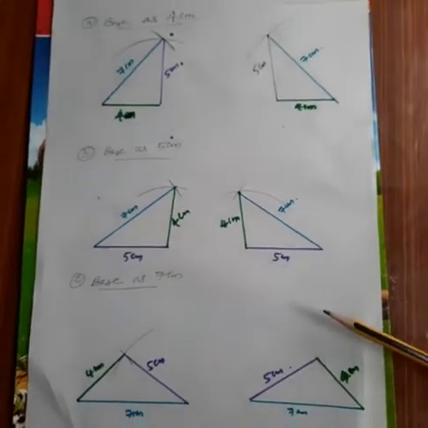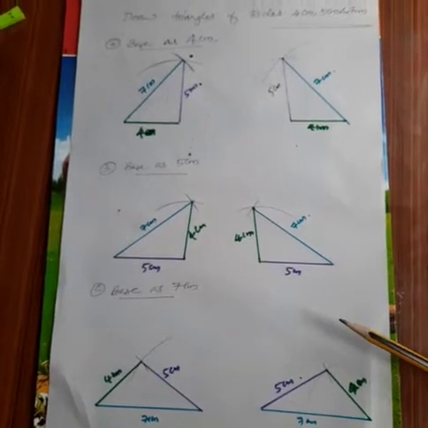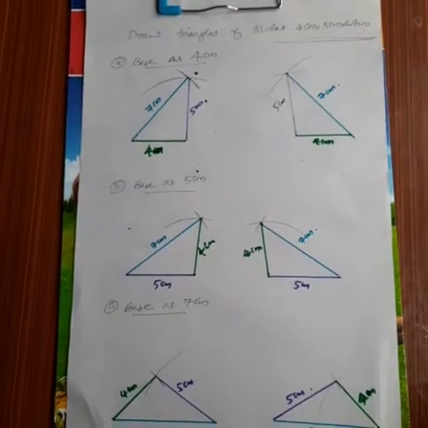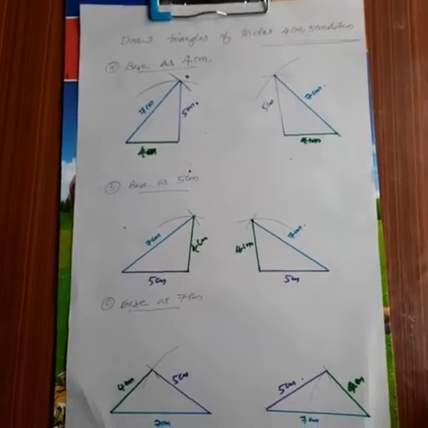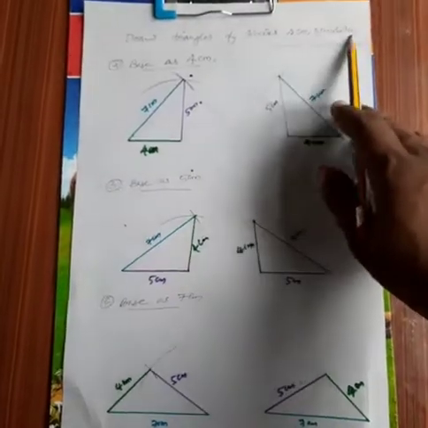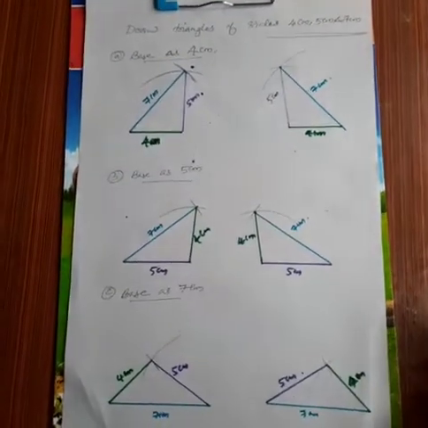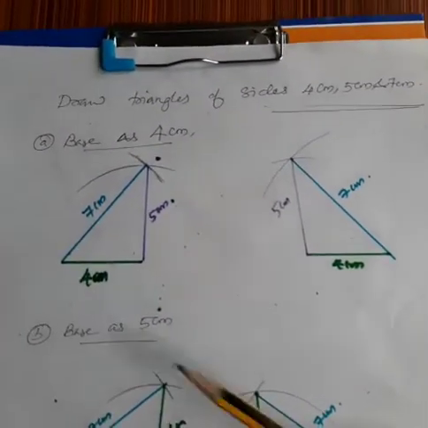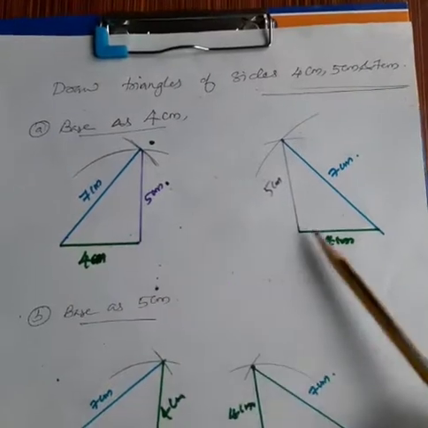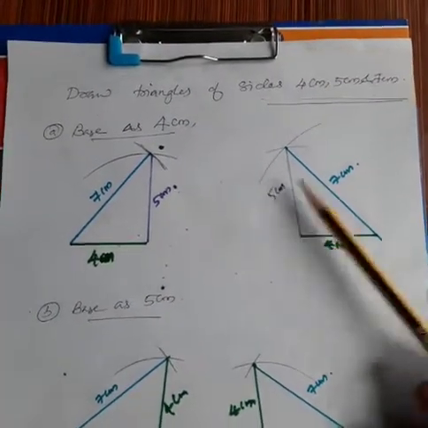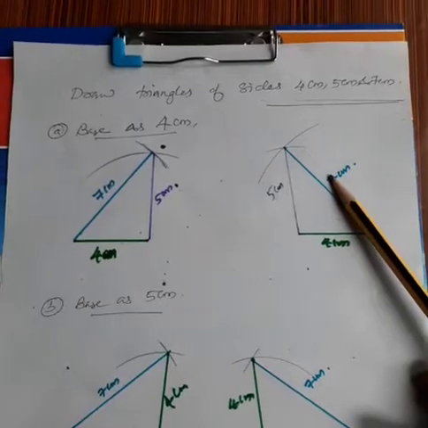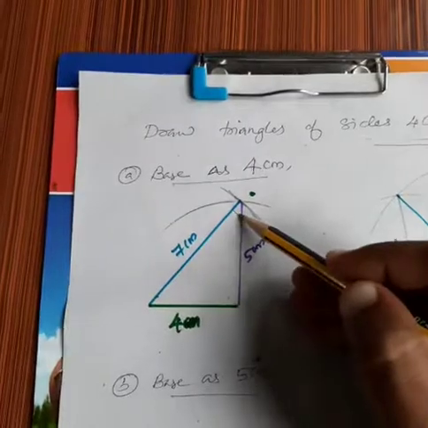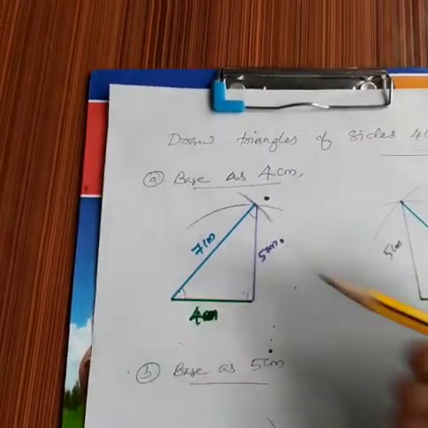So here you can see the 6 triangles of different measurements like 4 cm, 5 cm and 7 cm. That means using these three sides we can draw 6 types of triangles. Here, if we consider, you can see a 4 cm pair, a 5 cm pair and a 7 cm pair. And you know, if 3 sides are there, there should be 3 angles also.